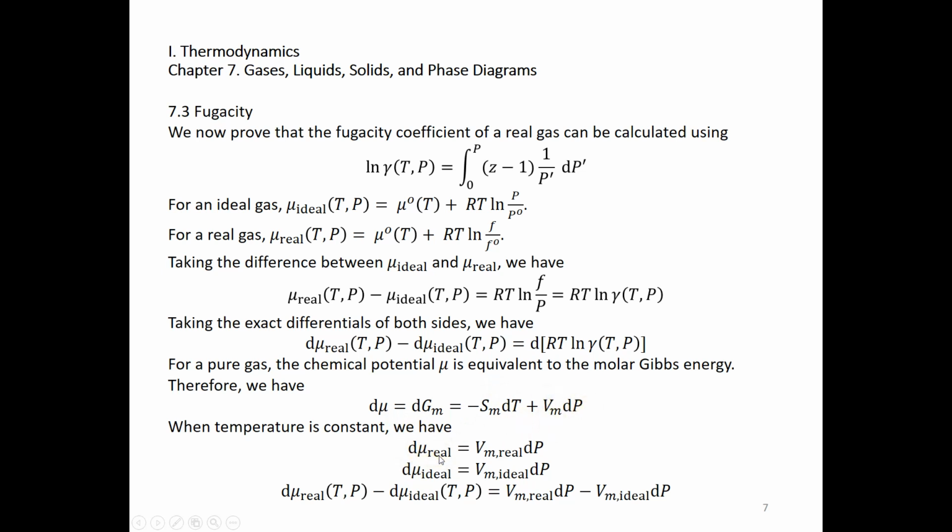For a real gas, we have d mu real is V_m real dp. For an ideal gas, this d mu ideal is V_m ideal dp. The dependence can be different. Now we're going to take the difference between these two equations. So d mu real minus d mu ideal is the molar volume of the real gas dp minus the molar volume of the ideal gas dp.